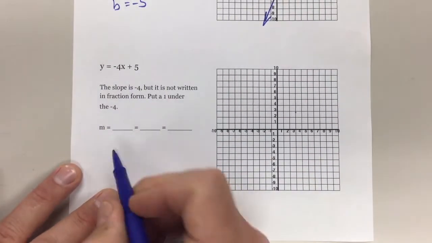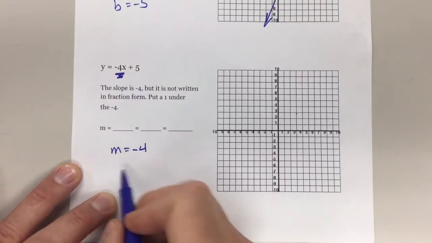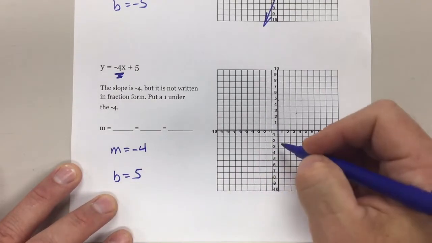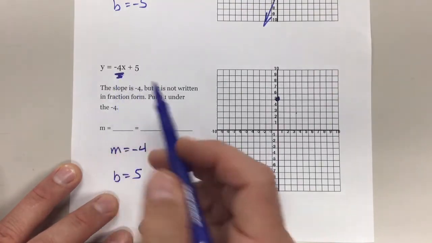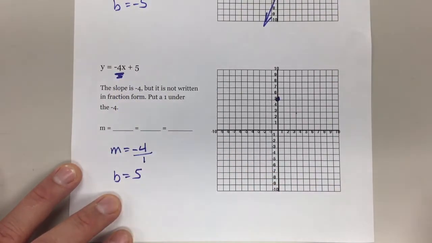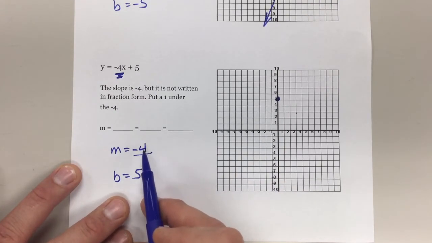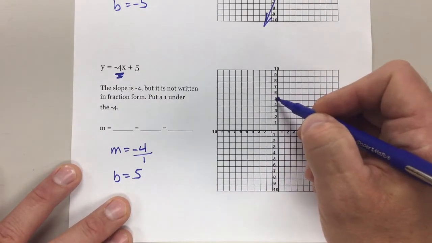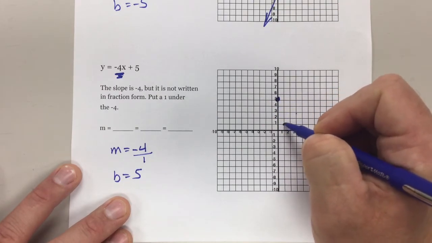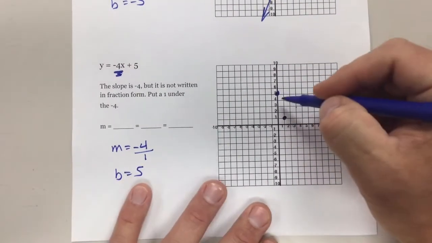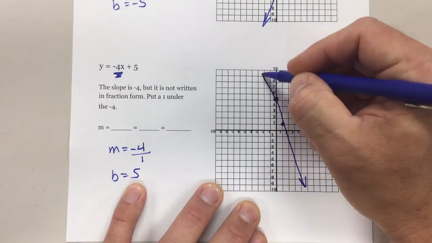For this one, again, the slope is negative 4. That's the number next to x. And the y-intercept is 5. So I'm going to start at 5 with a dot. And then, since this isn't a fraction, I'm going to make it a fraction and put it over 1. So the top number tells me to go up or down. Since it's negative, I'm going to go down from my y-intercept. So I'm going to go down 4, 1, 2, 3, 4, over 1. And I'm going to connect the 2 points with a straight line, putting arrows at each end.